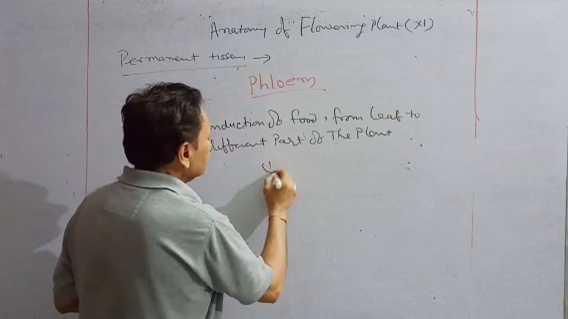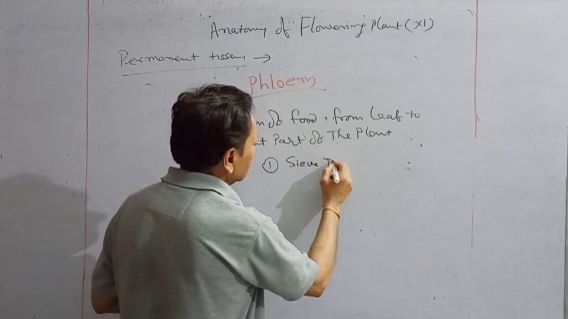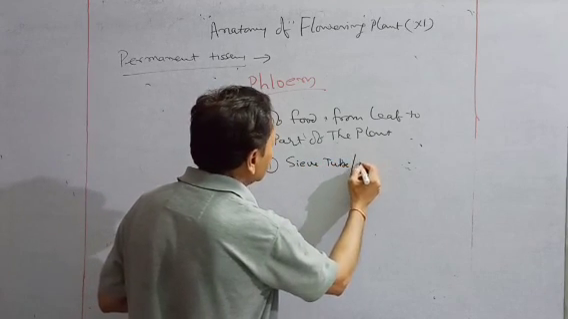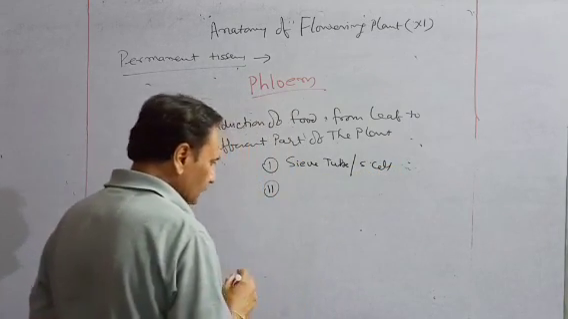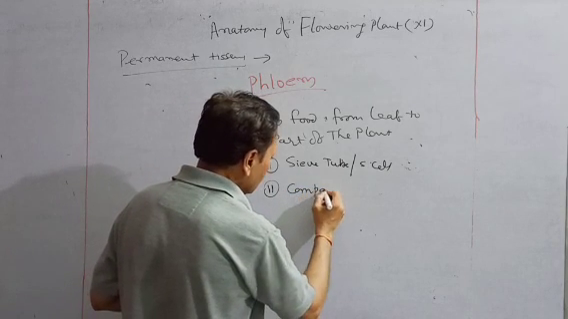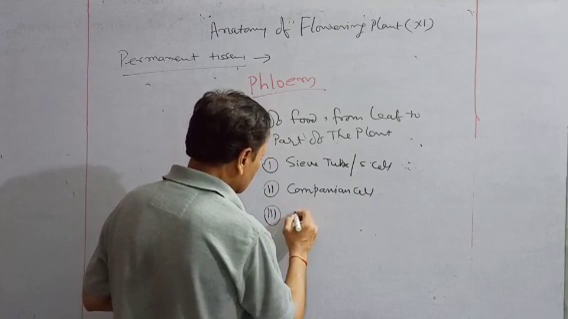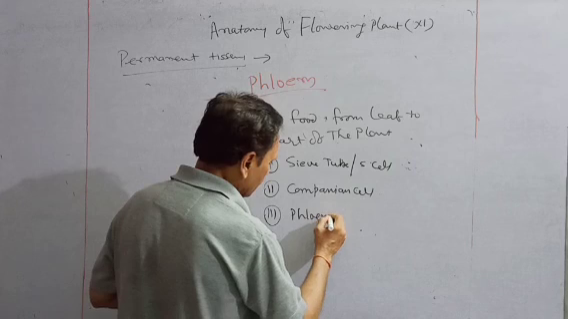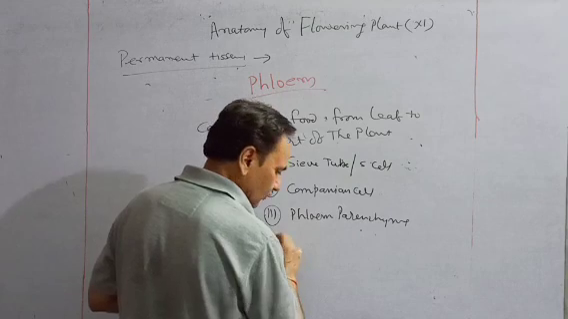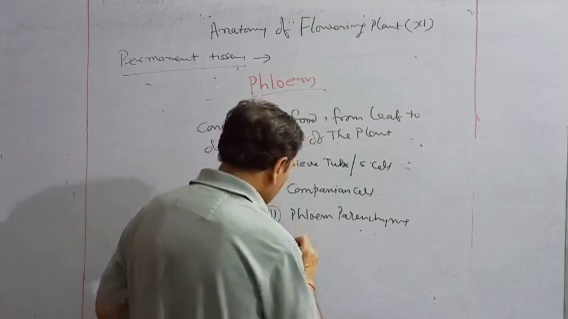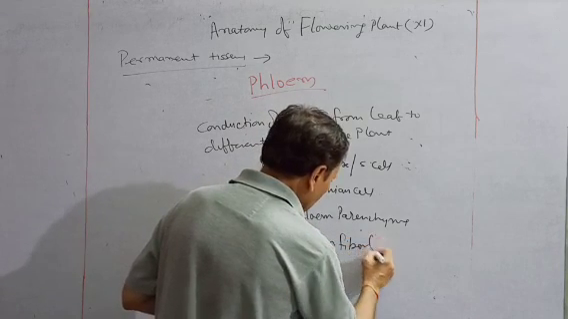Its components are: number one, sieve tube or sieve cell. Number two, companion cell. Number three, phloem parenchyma. And the fourth one is the phloem fiber, called bast fiber.